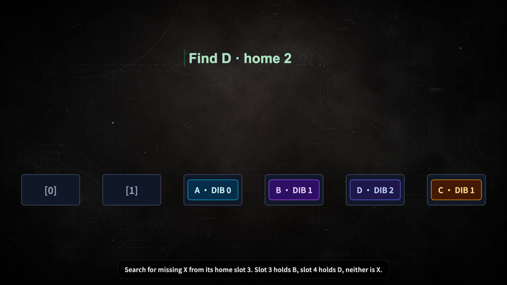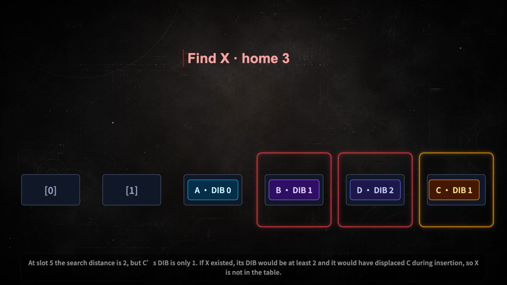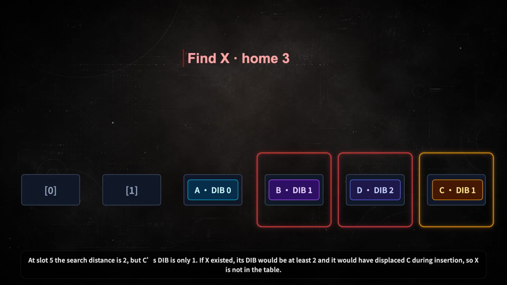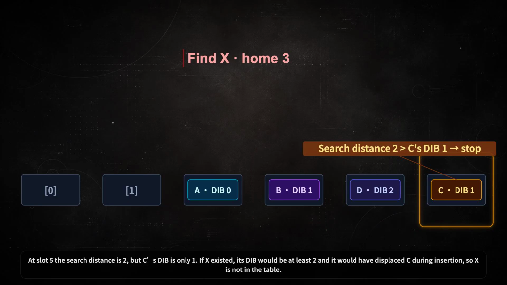Search for missing X from its home slot 3. Slot 3 holds B, slot 4 holds D, neither is X. At slot 5, the search distance is 2, but C's DIB is only 1. If X existed, its DIB would be at least 2, and it would have displaced C during insertion, so X is not in the table.